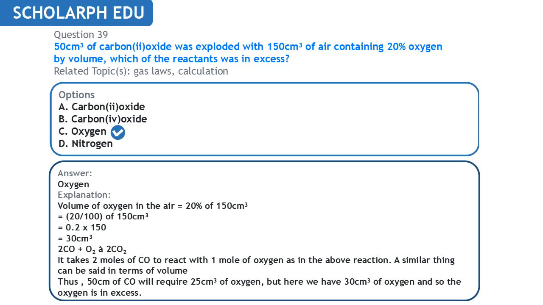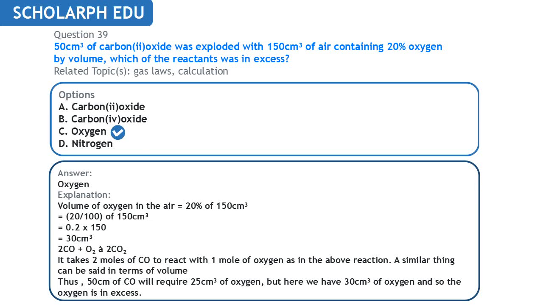Now in order for us to determine which of these reactants was in excess, we need to write the chemical equation for the reaction between the carbon monoxide and the oxygen, and here we have it. We have 2 moles of carbon monoxide reacting with 1 mole of oxygen to form 2 moles of carbon dioxide. What this means is that whatever volume of oxygen we have, we need 2 times that volume for carbon monoxide. Or we can also say that whatever volume of carbon monoxide we have, we need half of it for oxygen. So you can say it either way.